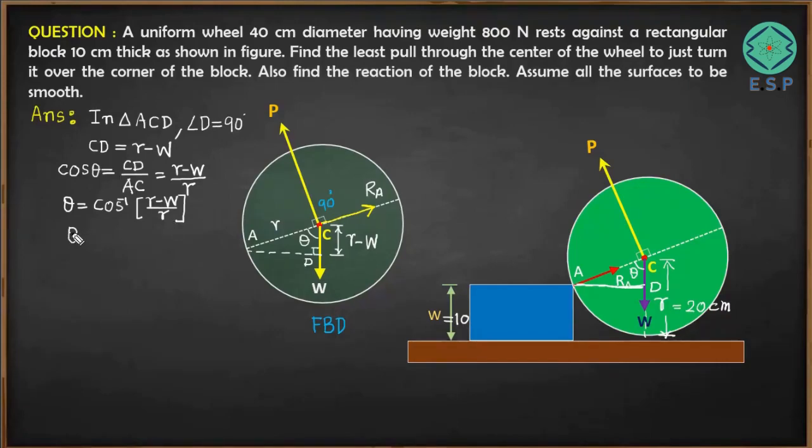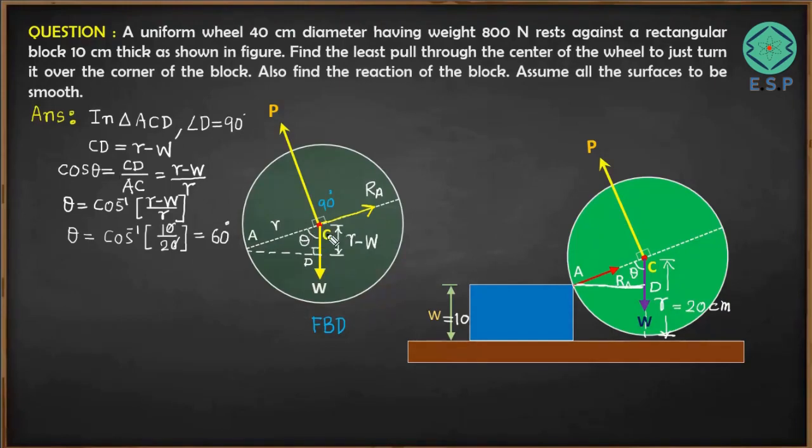So theta is going to be nothing but cos inverse of 10 divided by R, which is 20, as you can see. So it is cos inverse of 1 by 2, and the cos inverse of 1 by 2 is going to be 60 degrees, okay. Because cos 60 is 1 by 2, so cos inverse of 1 by 2 is going to be 60 degrees. So this angle we got as 60 degrees, okay.